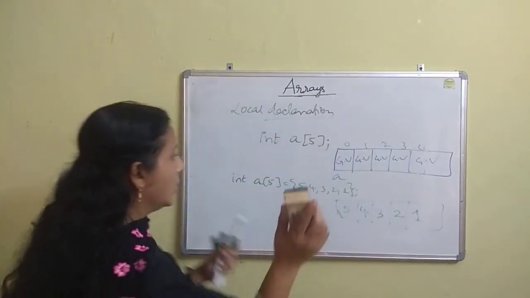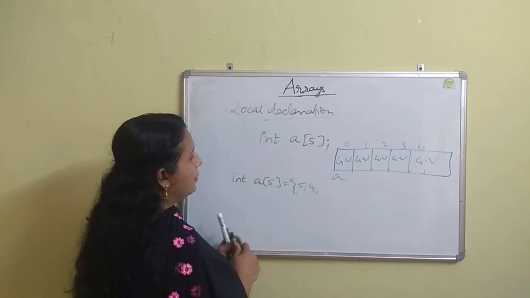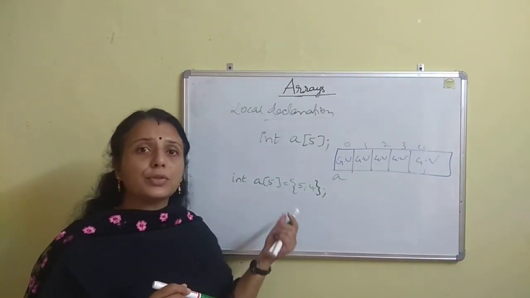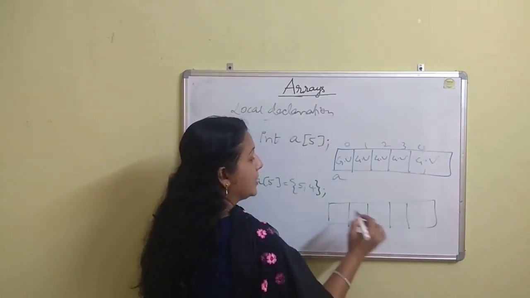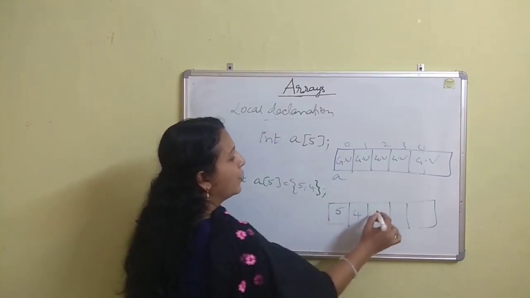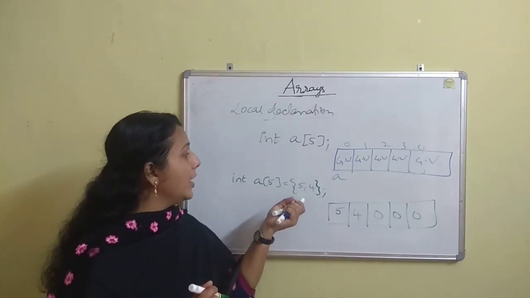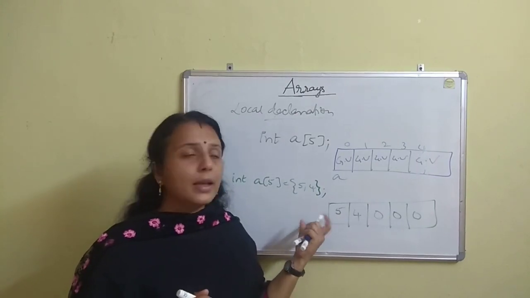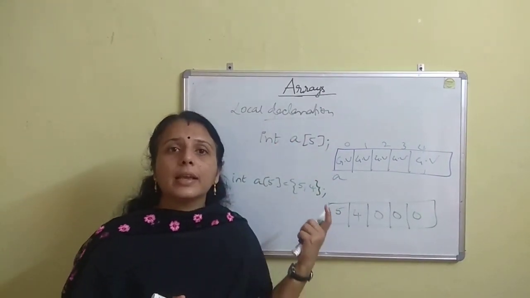And suppose you are not giving values to all the cells. Suppose you are initializing like this: 5, 4 only. Your array size is 5 and you are providing only 2 values to your array A. So how does this representation happen? A block of 5 cells will be allocated, and the first cell will be given the value 5. The second cell will be given the value 4, and the rest of the cells will be holding the value zero. So in case of local declaration, when the number of values initialized is less than the size of the array, the rest of the cells will hold 0 values. So these are the 3 different ways of declaring an array locally.